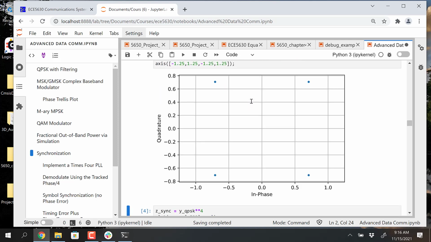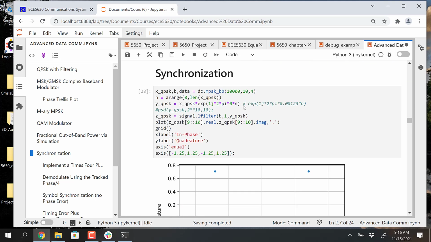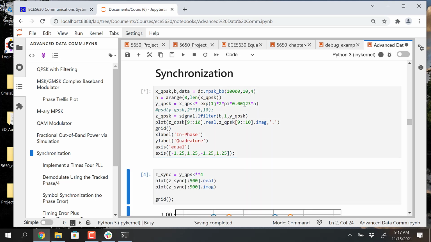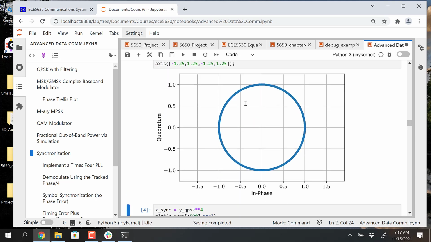So there's my QPSK constellation points, and then I put in a small spinning factor, and that's what we were looking at. In this case, I do have symbol sync, so this is not taking into account lack of symbol sync. I'm just looking at what goes on with the carrier phase error that actually is a small frequency error.